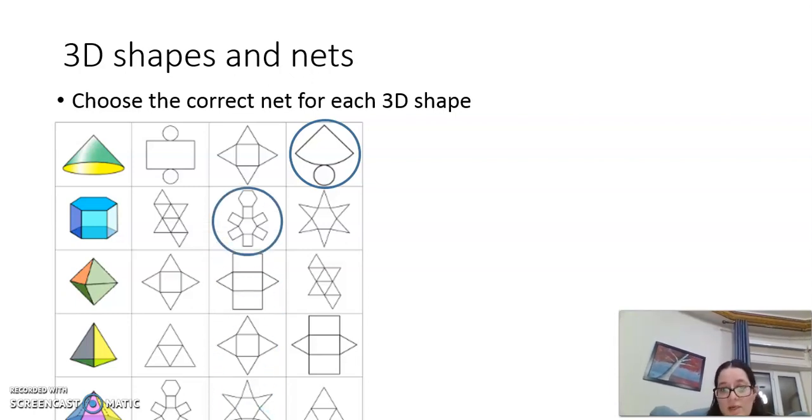This one is the tetrahedron. So this net is the correct net. The triangular base pyramid. So which one? Yes. And the last one is a pyramid. So which one is the correct answer for the pyramid? Yes, this one, because it's a hexagonal pyramid.